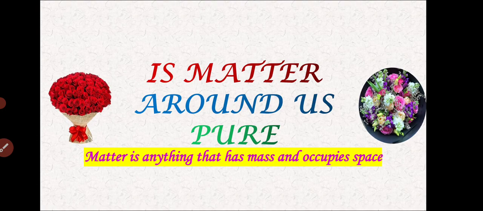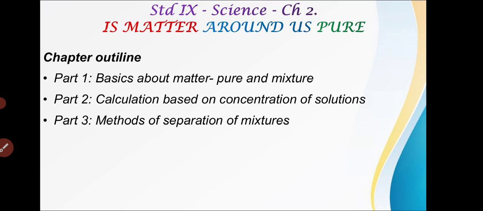So welcome back to our channel, and today we are going to see in brief, is matter around us pure, which is the second chapter of 9th standard science. So what is matter? Matter is anything that has mass and which can occupy space. Matter can further be divided into pure matter and mixture, which we are going to see in this chapter.